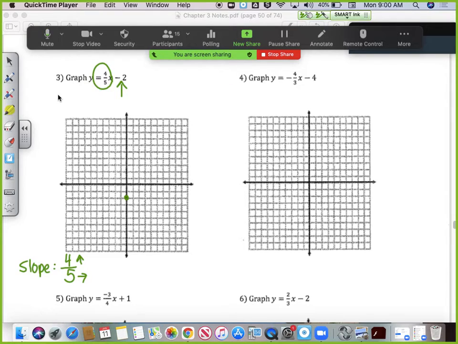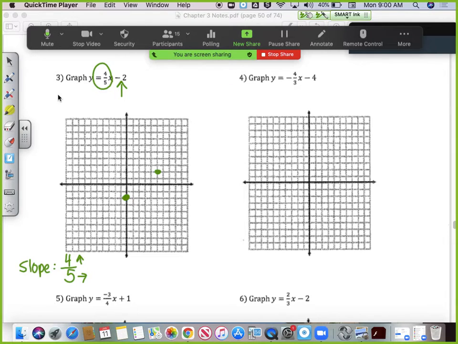Slopes are always fractions, so when you see fractions, don't get scared. All you're doing is you're starting at your y-intercept here at 0, negative 2, and then from here you go up 4 units. 1, 2, 3, 4 units, and over 5. 1, 2, 3, 4, 5, and it's going to bring you right here to that point.